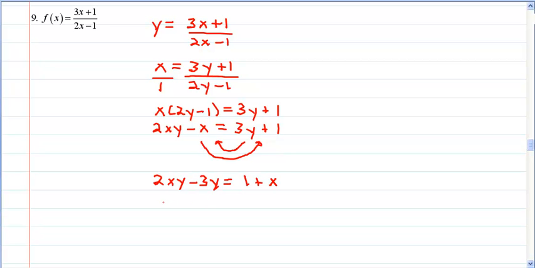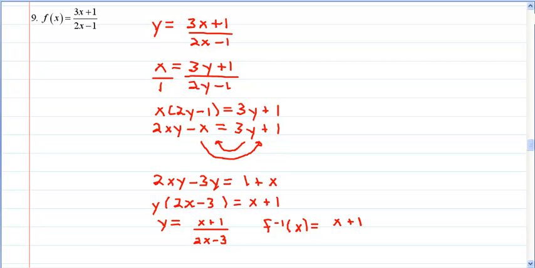And by doing this, I can't combine these two terms, but what I can do is factor out a y so that I have 2x minus 3. And you can also write x plus 1. X plus 1 or 1 plus x are the same. And as a final step, I divide both sides by 2x minus 3 so that I get x plus 1 over 2x minus 3. And if I put my inverse symbol back in, f inverse is equal to x plus 1 over 2x minus 3.